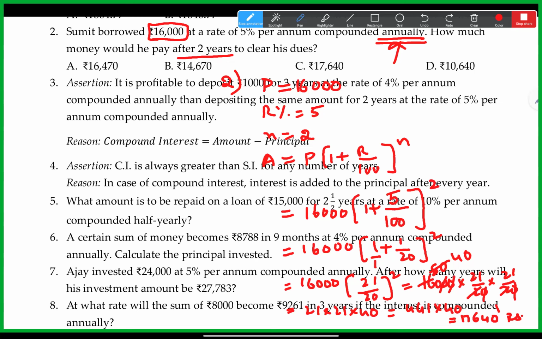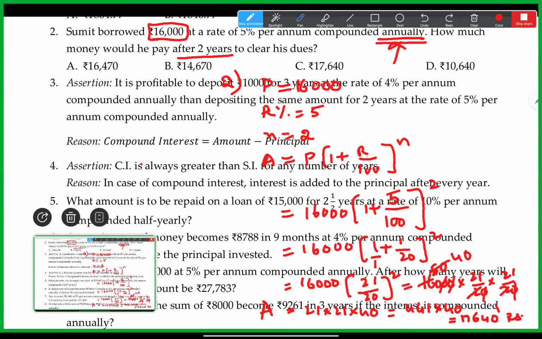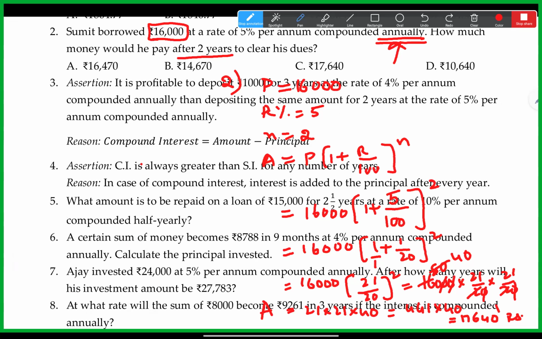This is the money which he needs to pay finally after 2 years. He borrowed 16,000 rupees at 5% per annum, and it will be 17,640 rupees. Which option? Option C.